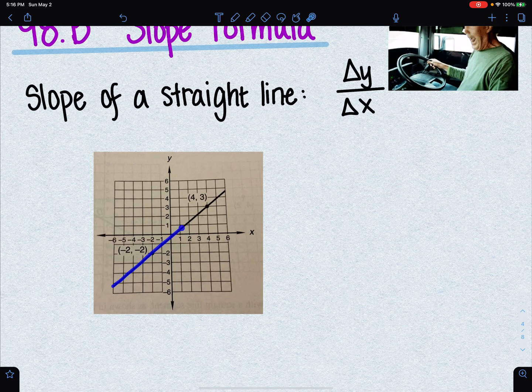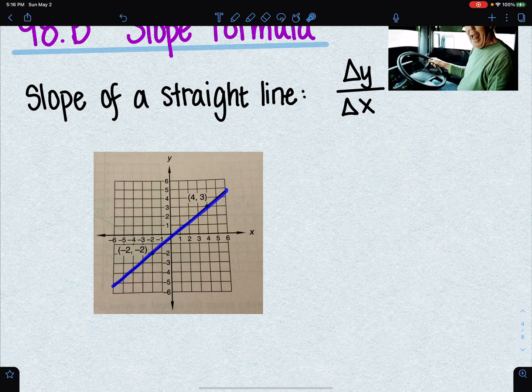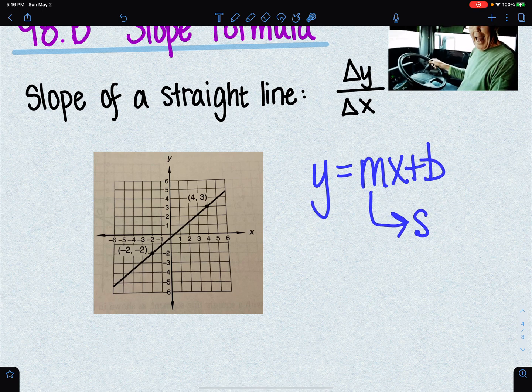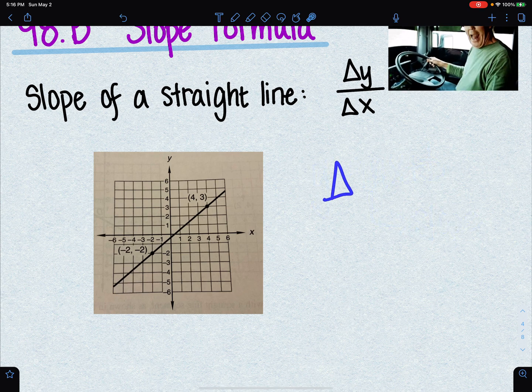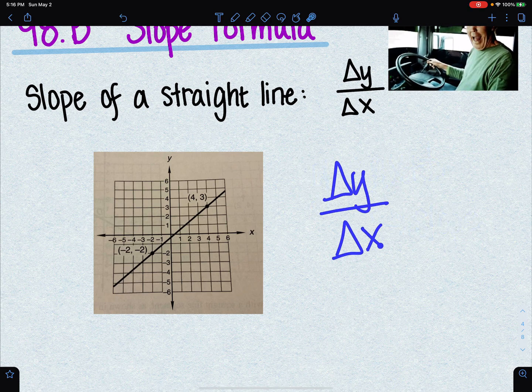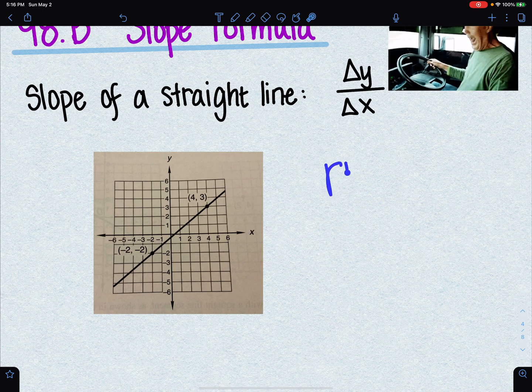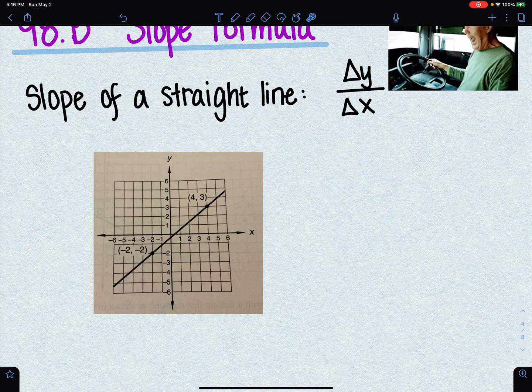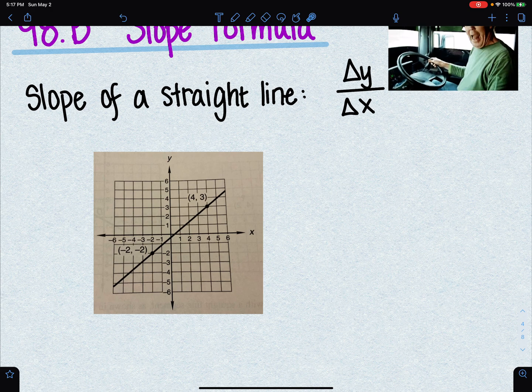If you've got a line like this, as shown in this picture here, the slope of a line, or m, like remember that equation, y equals mx plus b? M represents the slope of the line. And how do you define the slope of the line? It's the change in y over change in x. Or you could think about it as rise over run. How much does it rise? How much does it run? Rise over run. Okay, so here we go.